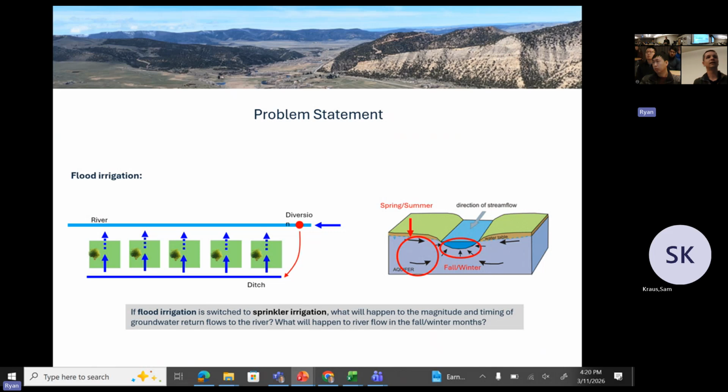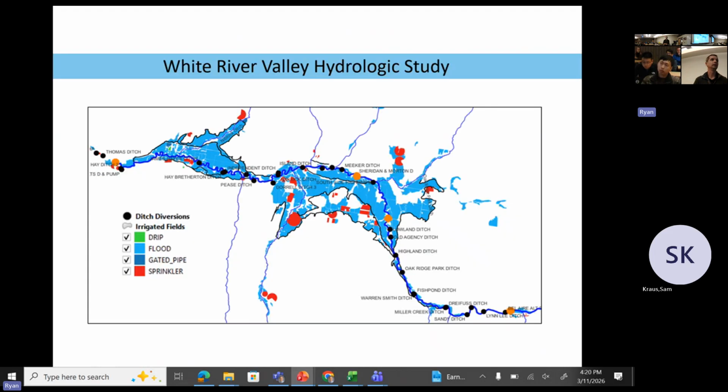There are reasons why you want to have flow in the winter for environmental flows, fish populations, downstream hydropower, riparian areas, ecological benefits. And if that goes away, people are worried that in the winter and fall, all that's going to disappear. So we want to figure out what will happen.